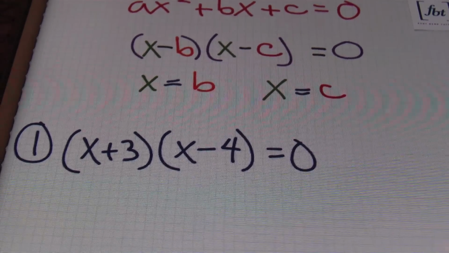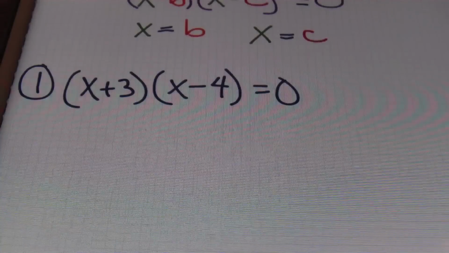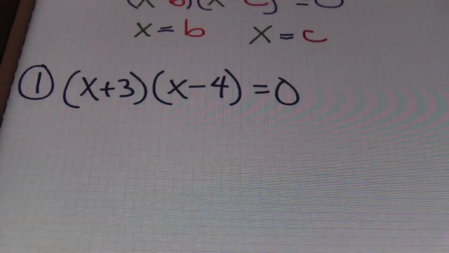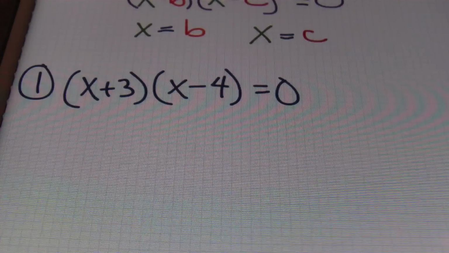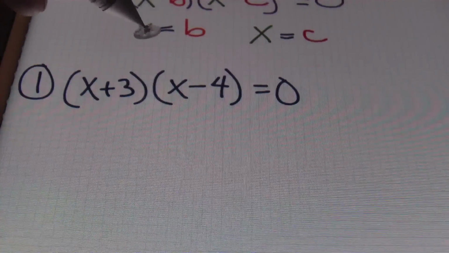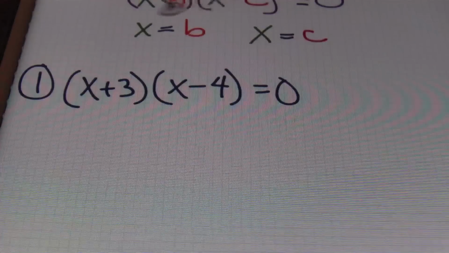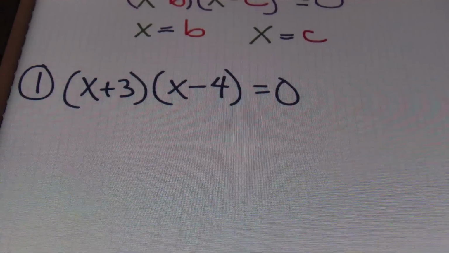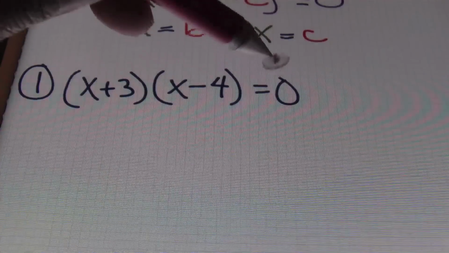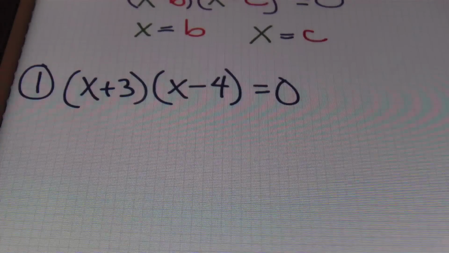I have it right here, right underneath. In problem number 1, we have the quantity of x plus 3 times the quantity of x minus 4 equal to 0. So notice that we have two sets of parentheses multiplying against each other, and they're set equal to 0. That's what you want. You want things factored and always set equal to 0 when using the zero-factor property.